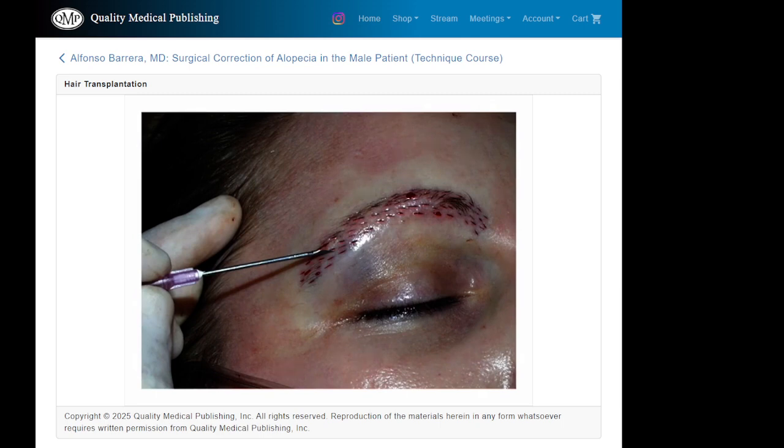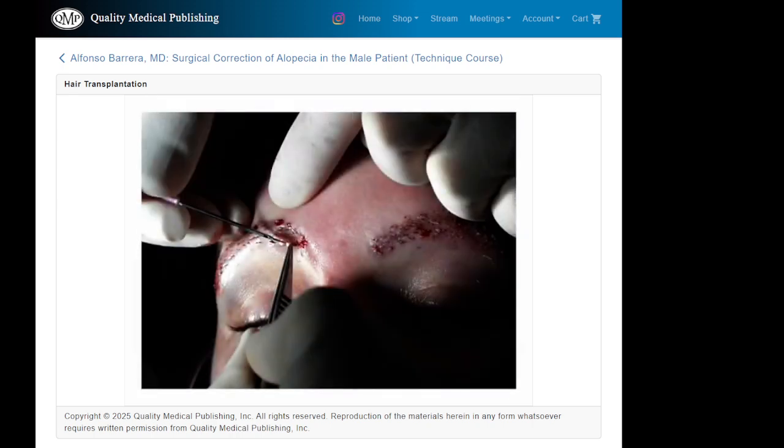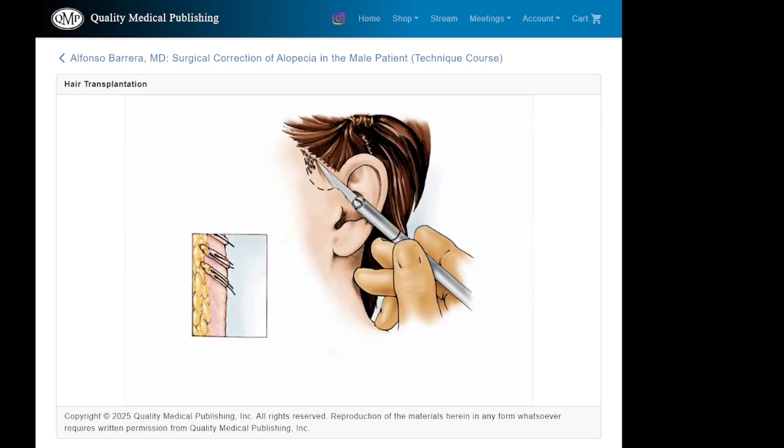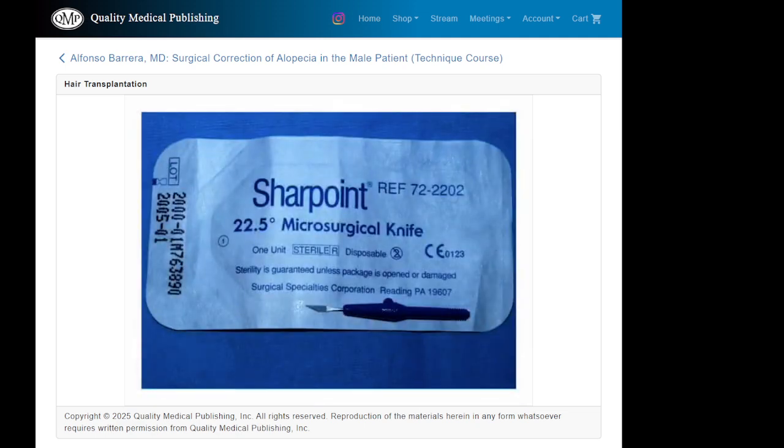The blade should always be inserted at the angle of the desired direction of hair growth. When placing grafts in the eyebrow region, the blade should be inserted laterally and upward, following the direction of the natural eyebrows. When transplanting the sideburns or temporal hairline and mustache or beard area, the blade should be angled so that it is oriented with the hair growth. For retroauricular area alopecia, the 22.5 sharp point blade can be used to place follicular micro and mini grafts.